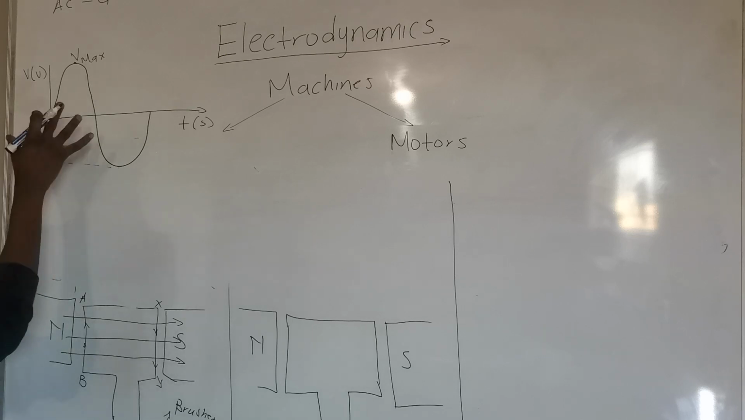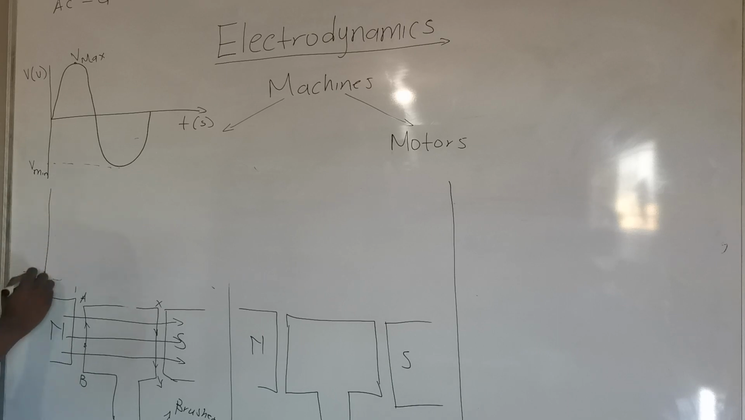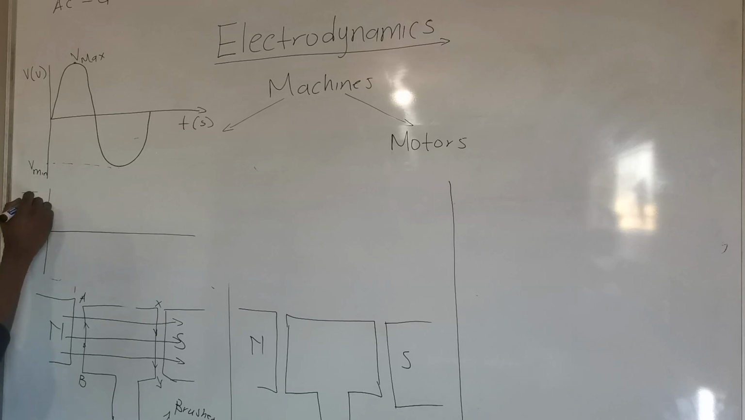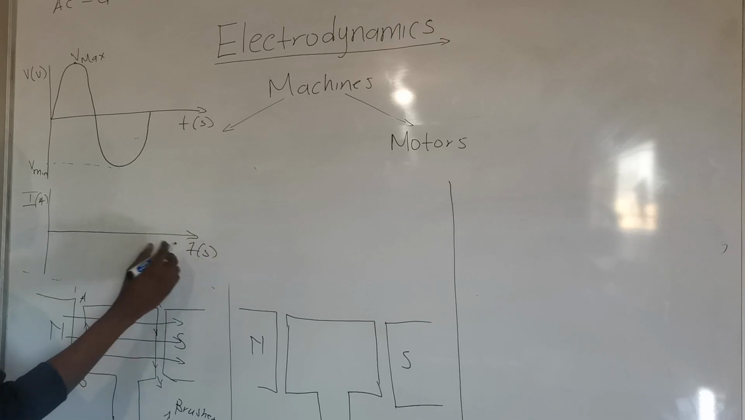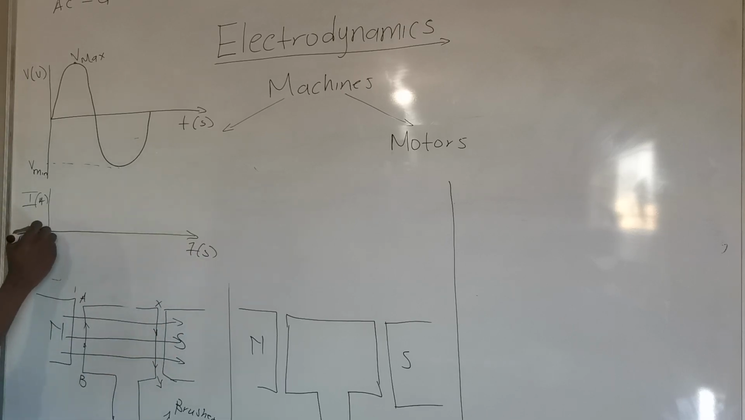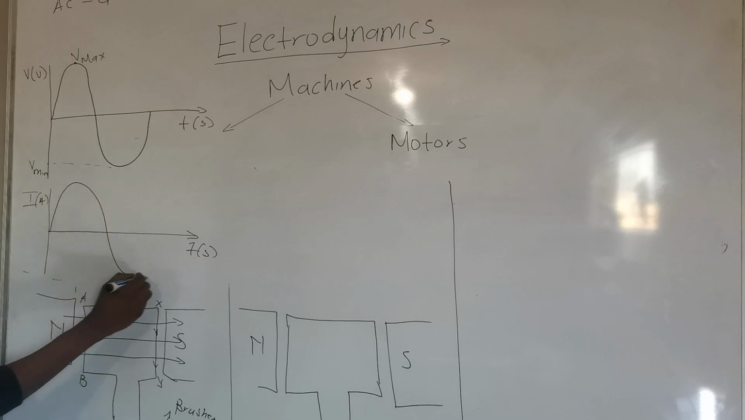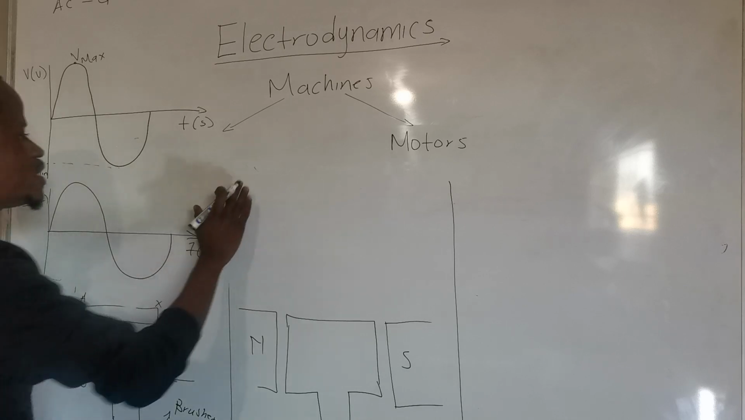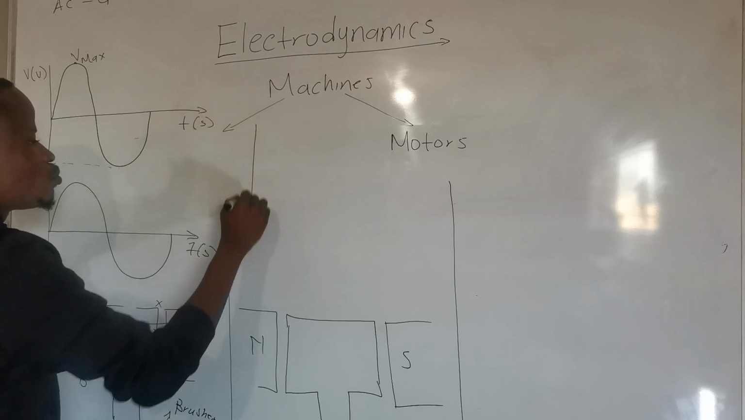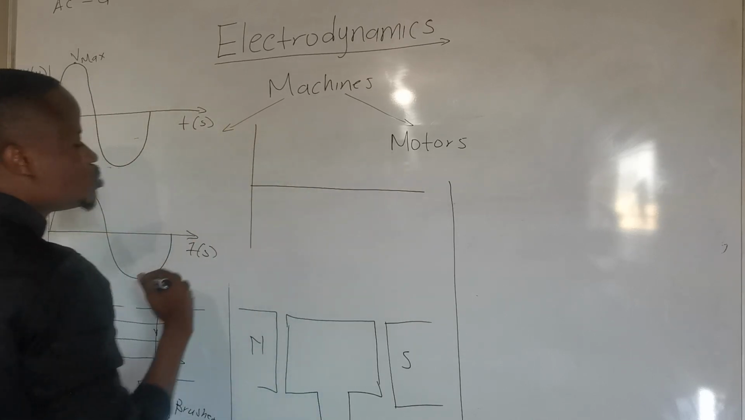Okay, now current and voltage follow each other. So if I draw the graph of current in amperes versus time, I'm going to get exactly the same graph, because the current is alternating. But in terms of my DC, this is what I am going to get.